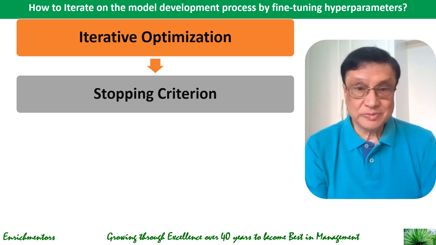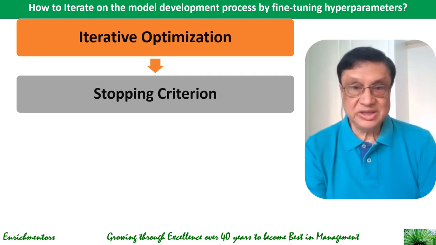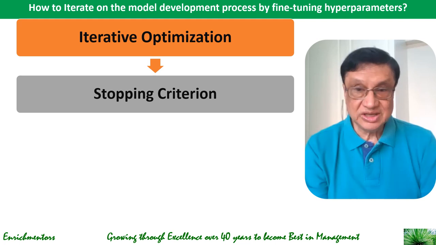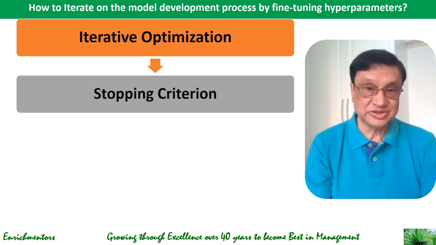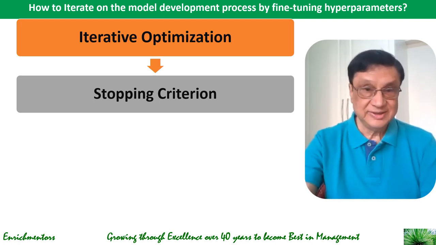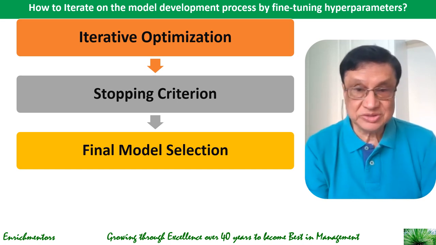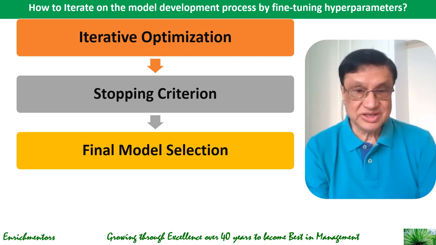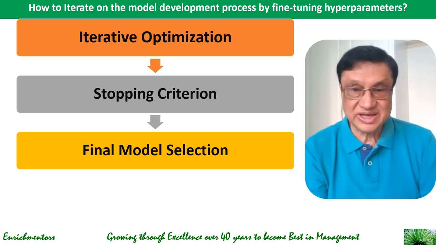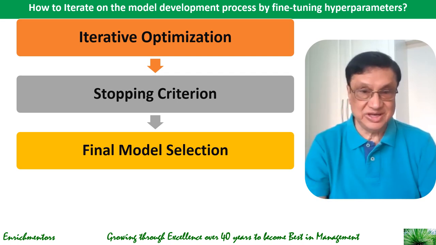You then define a stopping criteria to determine when to stop the hyperparameter optimization process. Now, this could be reaching a predefined number of iterations, achieving a satisfactory performance threshold, or observing diminishing returns from further optimization. So, you define the stopping criteria. Once the hyperparameter optimization process is complete, you select the model with the best performance on the validation set. And here, optionally, you can evaluate the selected model on separate test data to estimate the performance on unseen data.